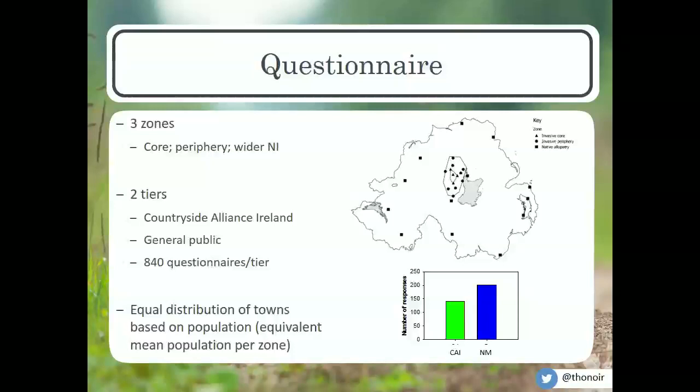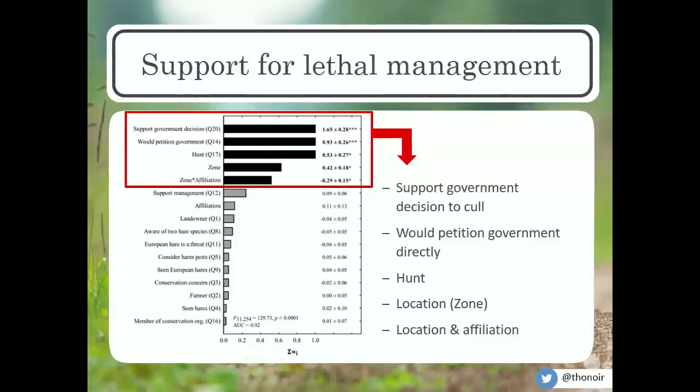Countryside Alliance Ireland were good enough to distribute the questionnaire for us to their members, and then the general public, for want of a better term, and that's a bad one for them. General public is very nebulous. So we took responses, put them into a few models just to see if we could tease out what predictive responses would enable other questionnaires to get an idea of what determines support for culls, or management, sorry, not culls.